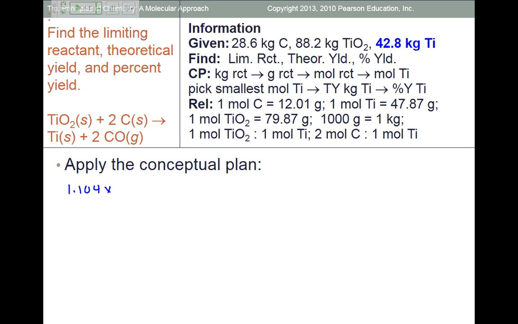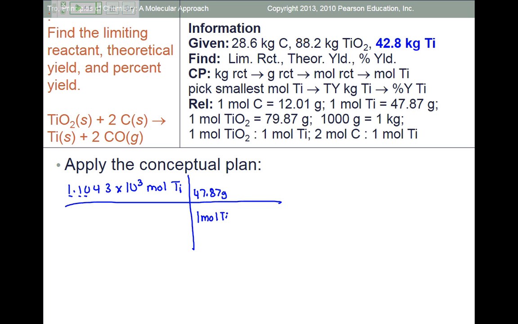Oops, forgot my 3. And again, because I am not done with my calculations, I don't want to round just yet. So I'm just going to keep those. Remember, I only have 3 significant figures. So I'm just going to convert this to my mass using my molar mass of titanium. But again, this is in kilograms, so I'm going to convert this to the same units. So I will convert it to kilograms.